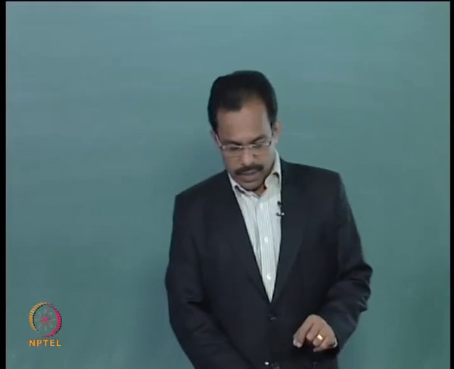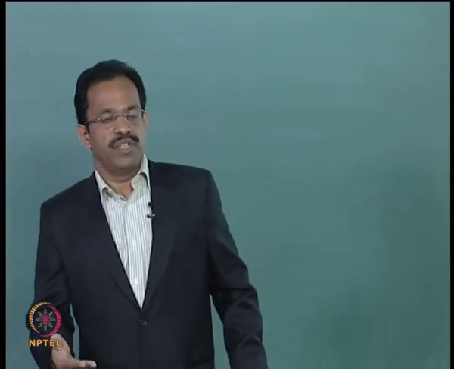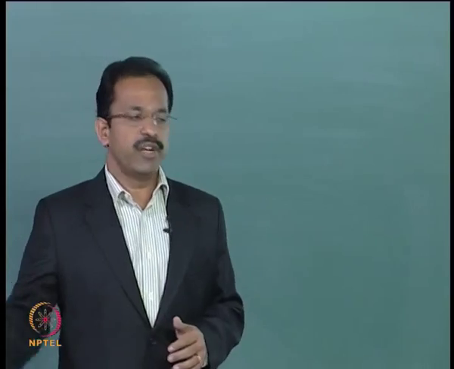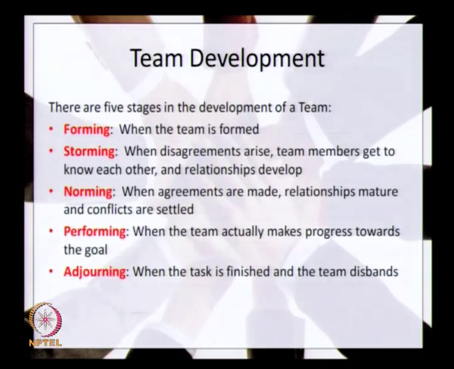Okay, so when we form a team or when we start a project, we need to form a team, develop the team, and then evaluate the team. There are 5 stages in the development of a good team. As you can see here, the first one is forming, that is the formation of a team. Here the team members are selected and the team is formed, and then the next stage is storming. After forming we have storming, where disagreements arise, team members get to know each other, and relationships develop. This is the stage where the team relationship is maturing.